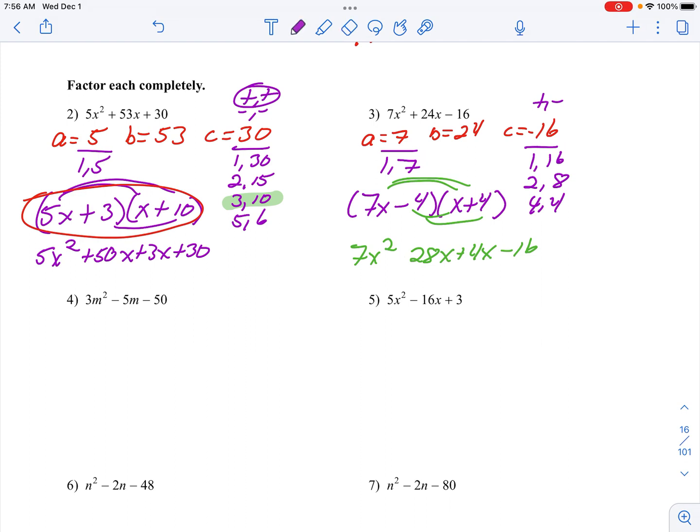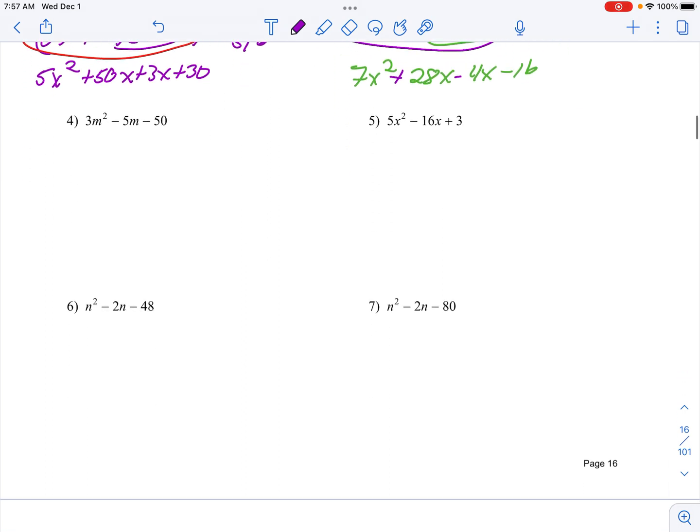So when I go back through and redistribute, that gives me a plus 24. This is going to give me a minus 4. And 28 minus 4 is 24x, which is what I want. You always want to be able to multiply your polynomial through and go back to the original. If you can go back to the original, then you are factored completely. So there we go. Number 4, A is 3, B is negative 5, C is negative 50.